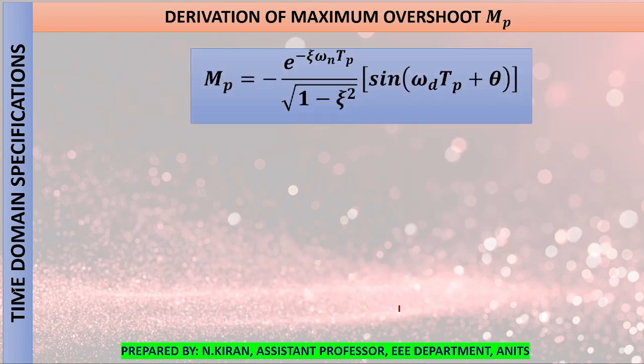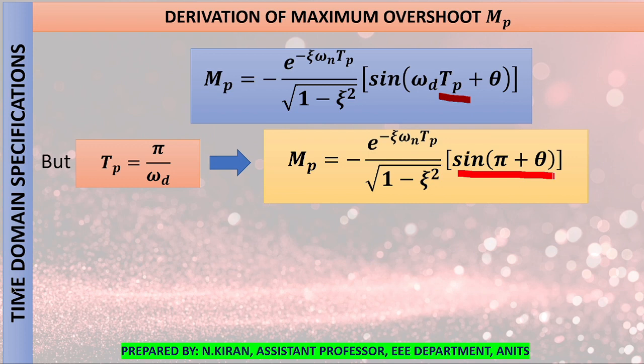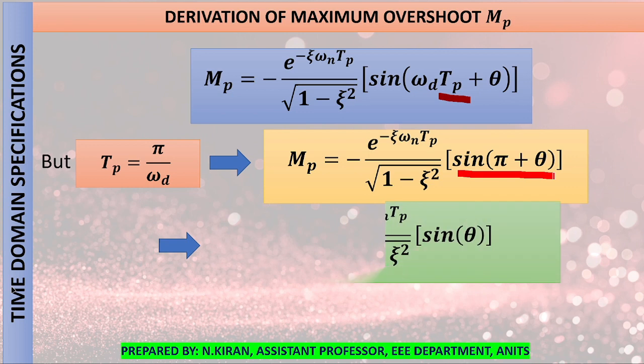which eventually will give me the value of Mp as minus e power minus zeta omega n into tp by root over 1 minus zeta square into sine omega d tp plus theta. But we know the expression for tp. Peak time is pi by omega d, isn't it? So I'll substitute here in place of tp as pi by omega d. So I'll get sine pi plus theta. We know sine pi plus theta is minus sine theta. So that will lead me to the expression of Mp as e power minus zeta omega n into tp by root over 1 minus zeta square into sine theta.